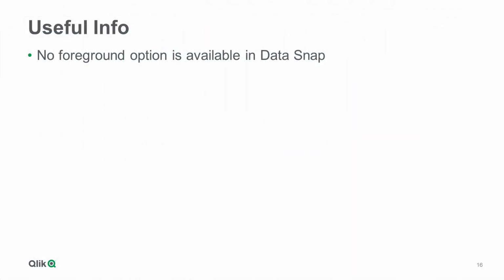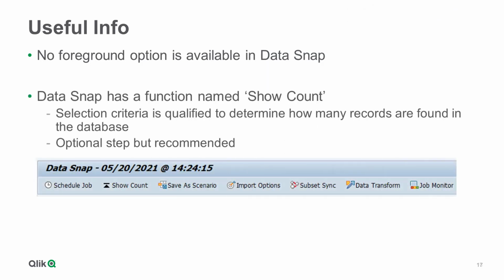Please be aware that there is no option for foreground processing in DataSnap. All exports are background only. DataSnap contains a function named showCount. This states the selection criteria and qualifies it to determine how many records are found in the database, as this may be useful information prior to exporting the dataset. Although this step is optional, it is recommended.